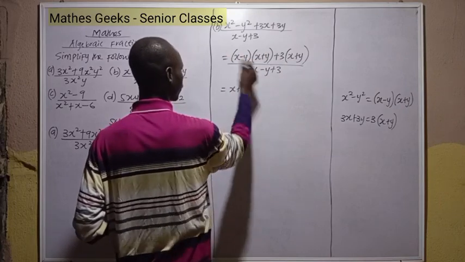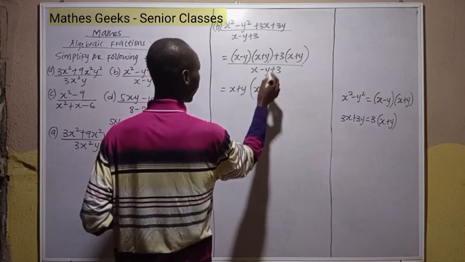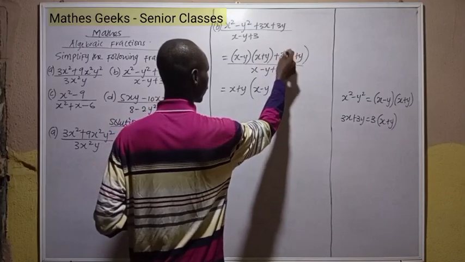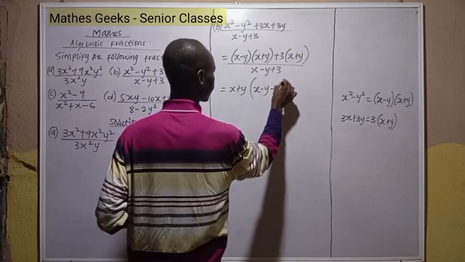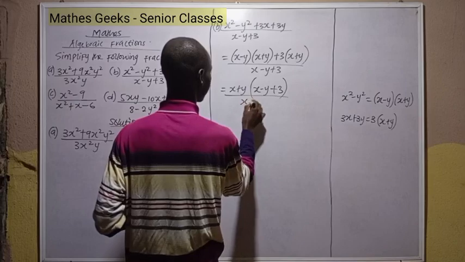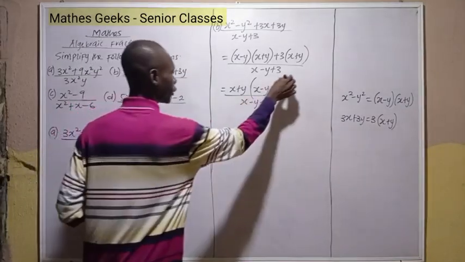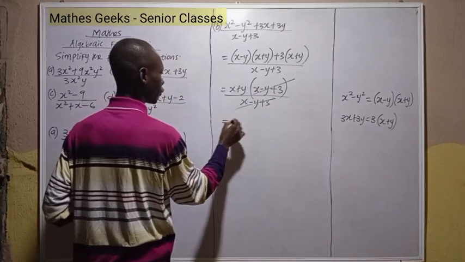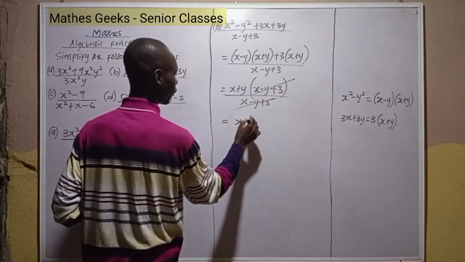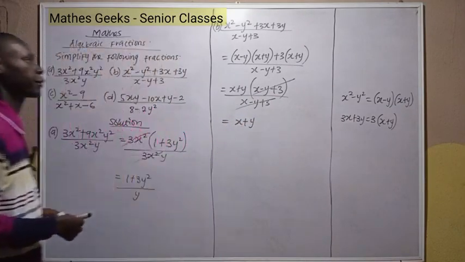So when you bring this one out, you're going to have x minus y, and then same thing here, you'll be left with plus 3. So you have x minus y plus 3. So then this will cancel this out. So you're going to be left with x plus y as a final answer.